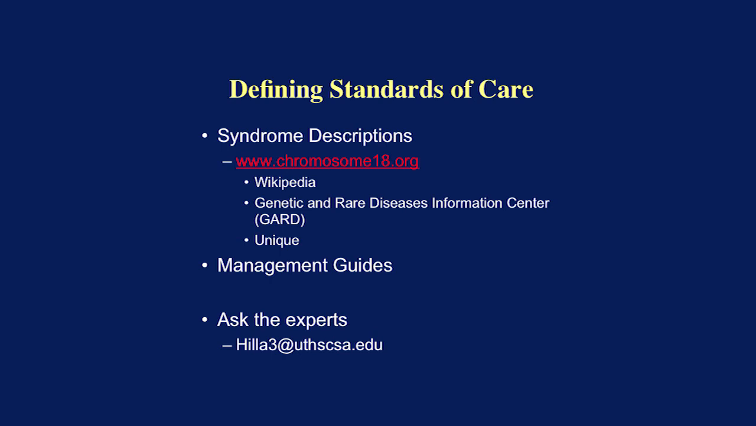The information on the standards of care is disseminated in multiple ways. There are, of course, the syndrome descriptions on the Chromosome 18 Registry website. But we also provide information to other sources, including Wikipedia, the Genetic and Rare Disease Information Center at the National Institutes of Health, and to other organizations such as Unique. In addition, we're about to publish management guides for physicians who care for individuals with the chromosome 18 conditions. And as always, you can ask the experts. If there are questions, just email Annis Hill, and she'll see that the right person answers your questions. Her email is shown here.